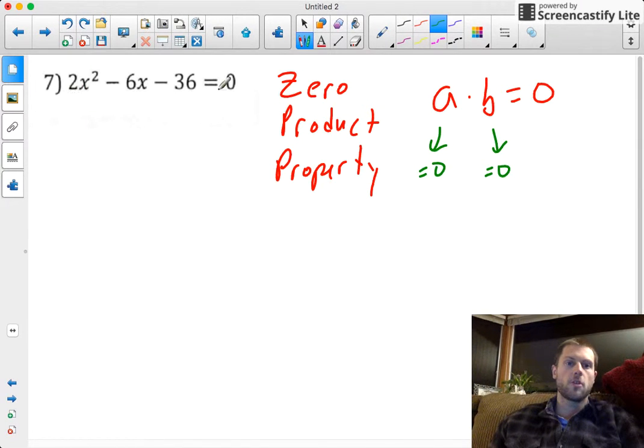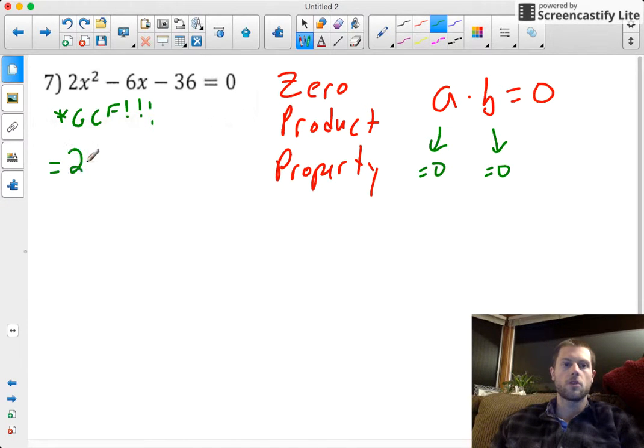So first, I'm going to look for a GCF. Always look for a GCF when you're starting off. And I see a GCF of 2, it looks like. So this is going to equal 2 times x squared minus 3x minus 18, and that's going to equal 0.